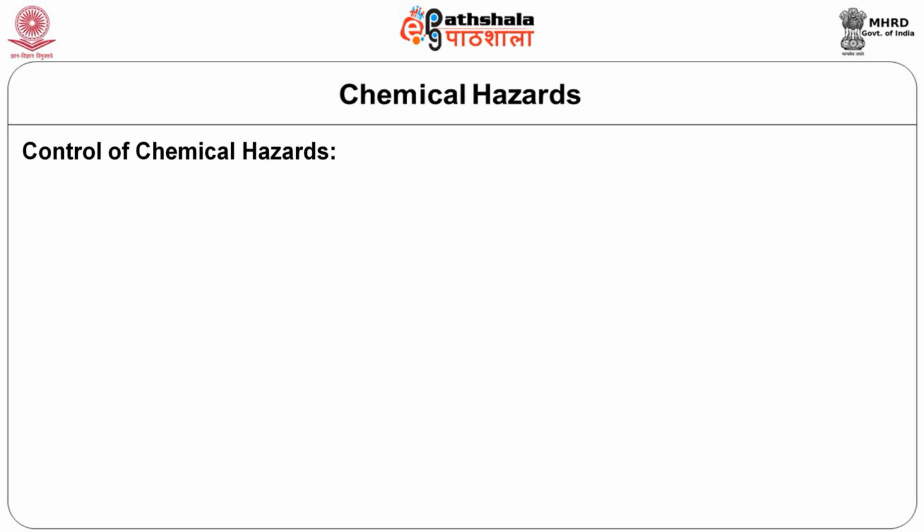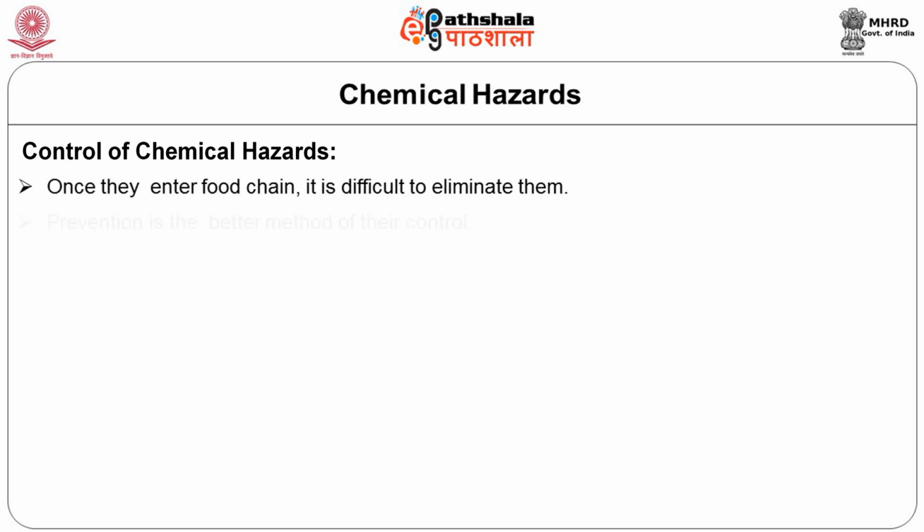Then we have seen a lot of chemical hazards. How are we likely to control them? A wide variety of chemicals are likely to be present in foods and they can enter the food chain at any stage from production to consumption. Once they enter the food, it is very difficult to eliminate them. Prevention is the best method of their control.